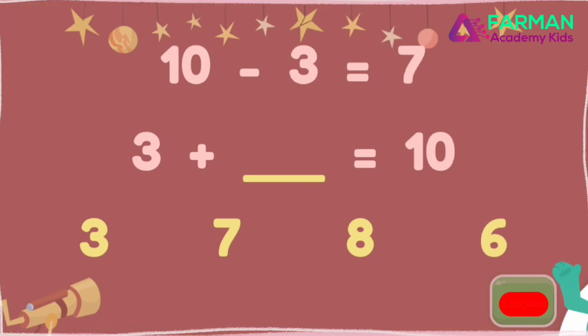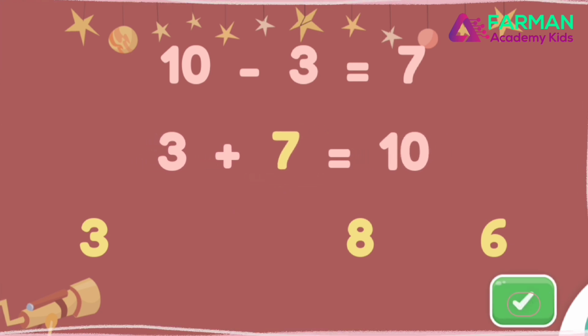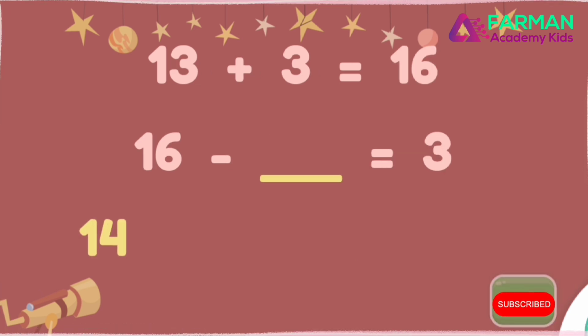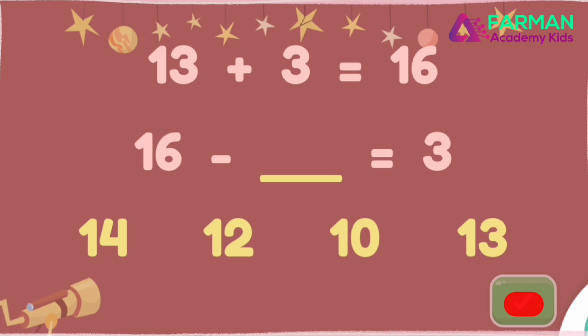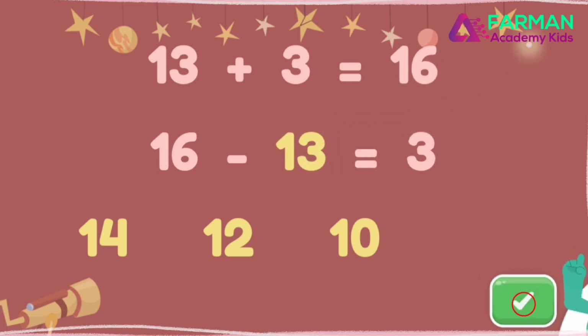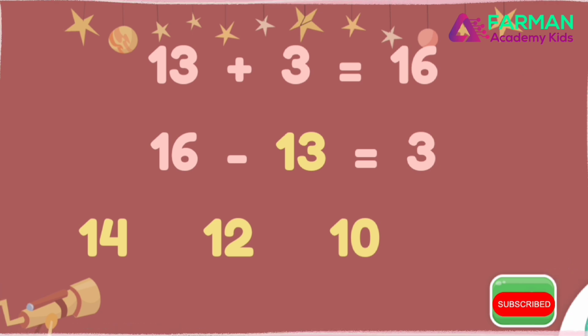Let's solve the equation. Drag the correct number to the blank. Isn't that neat? 10 minus 3 equals 7. 3 plus 7 equals 10. Drag the number to the blank to solve the equation. Super! 13 plus 3 equals 16. 16 minus 13 equals 3.